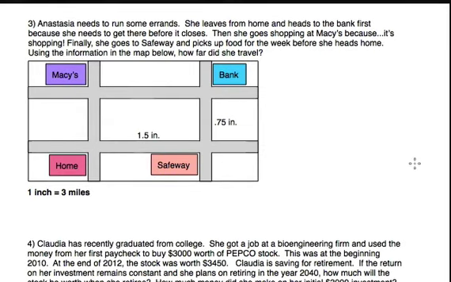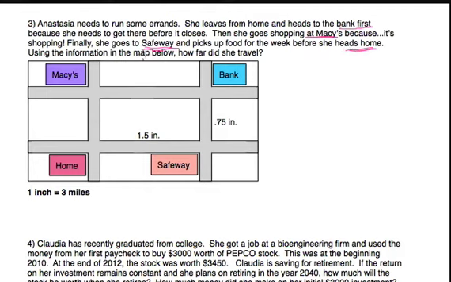All right. Anastasia needs to run some errands. She leaves from home and heads to the bank first, because she needs to get there before it closes. Then she goes shopping at Macy's, because, well, it's shopping, and shopping's fun. Finally, she goes to Safeway and picks up food for the week before she heads home.